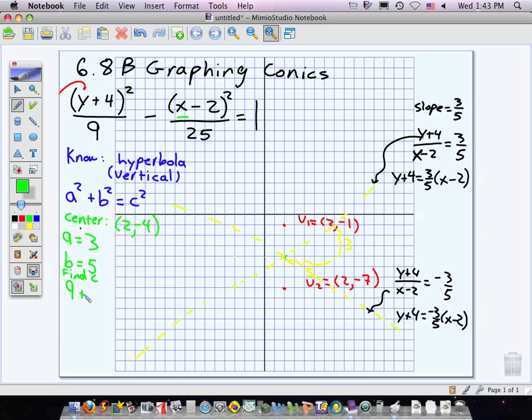Find c. Well, 9 plus 25 equals c squared. So that would mean 34 is c squared. So plus or minus the square root of 34 is c. Now, if you're using a strict definition of c as always a distance, obviously you'd have just the positive square root of 34.